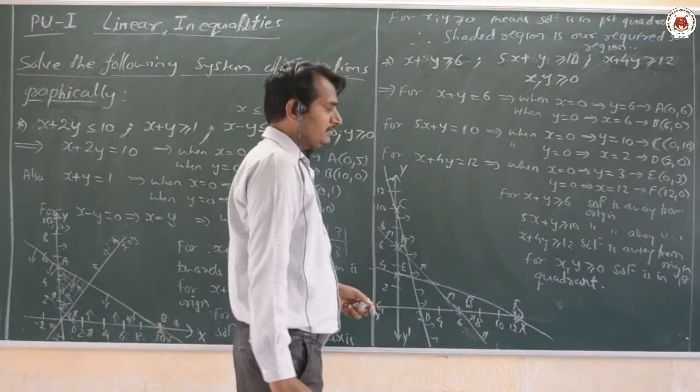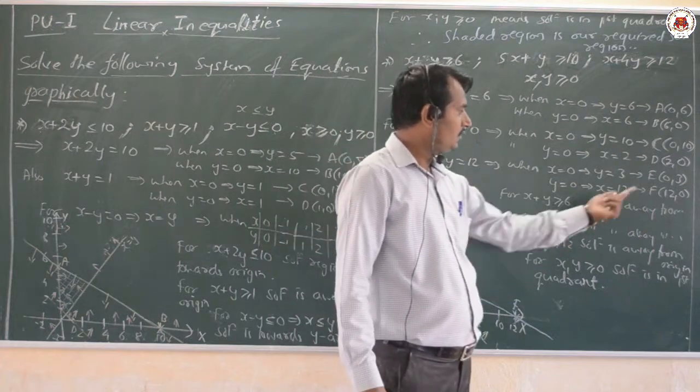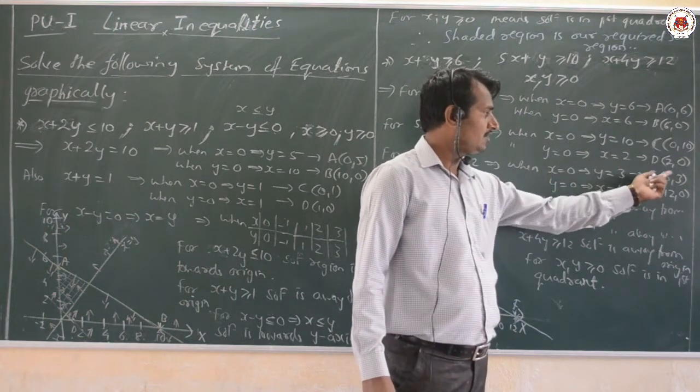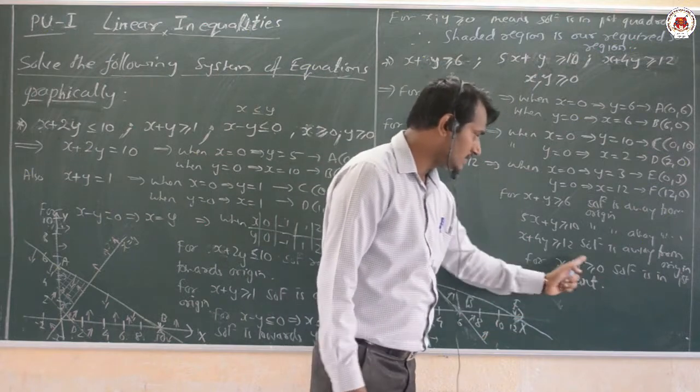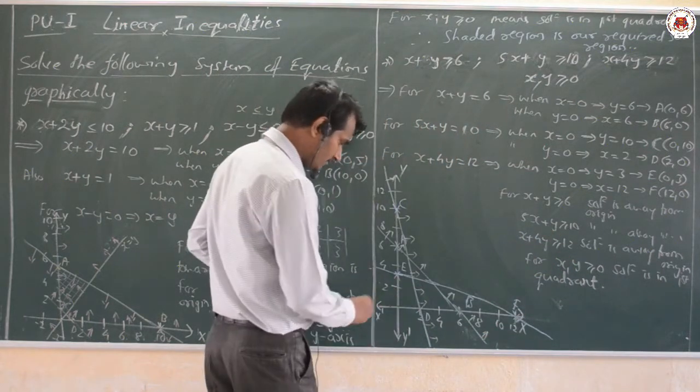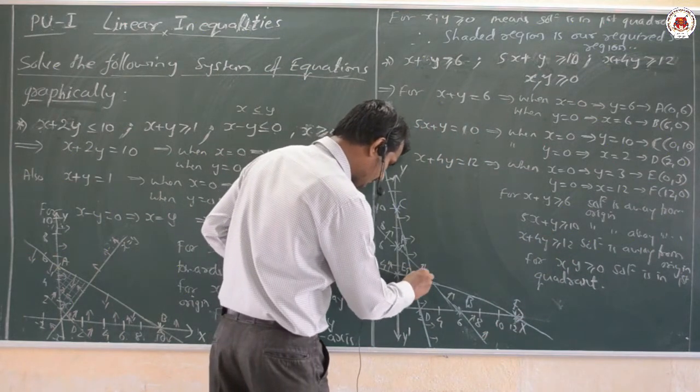One thing. Then comes here EF. For this line EF, what do we have? It is nothing but here (0, 3) and (12, 0). That is nothing but here EF, dear students, and it is also away from the origin.